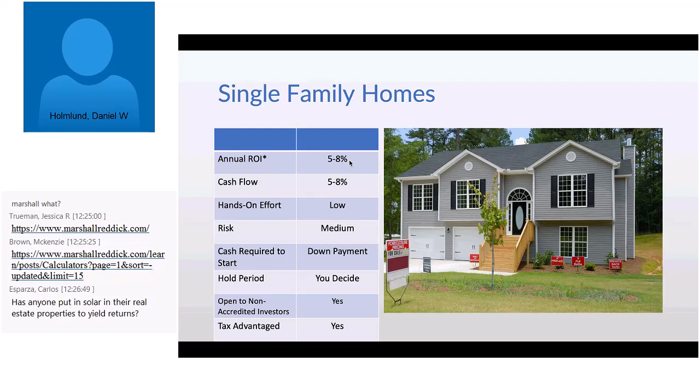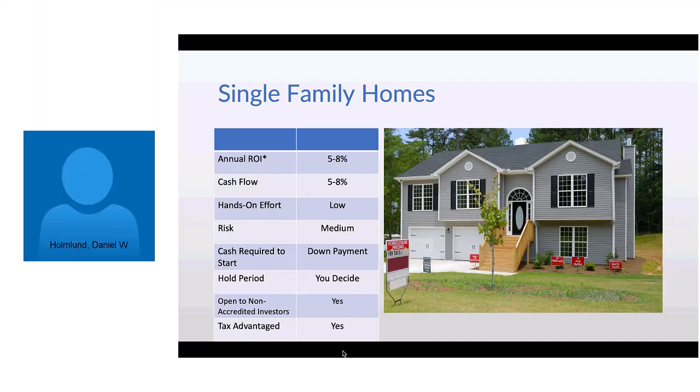Cash to get started: you have to buy the home, so you have to put down a down payment. The hold period is whatever you decide. This investment is open to non-accredited investors. You don't have to be accredited to buy a house or an investment property. And it is tax advantaged. So I have a slide later on that brings out the differences between tax-advantaged real estate strategies and non-tax-advantaged.